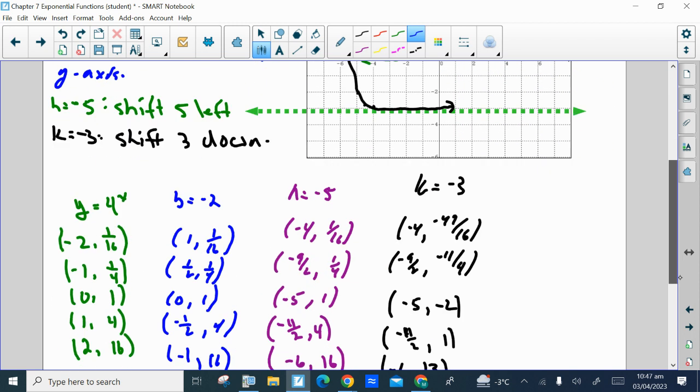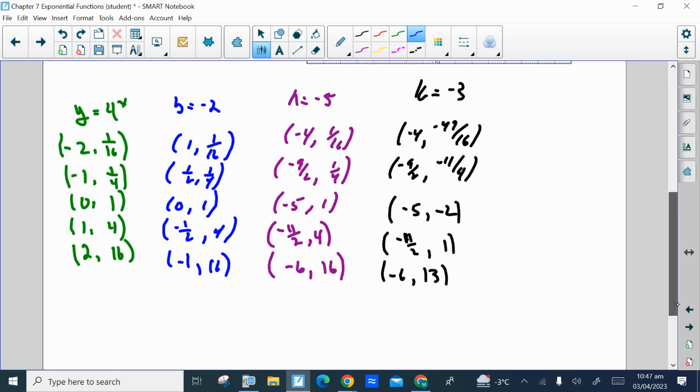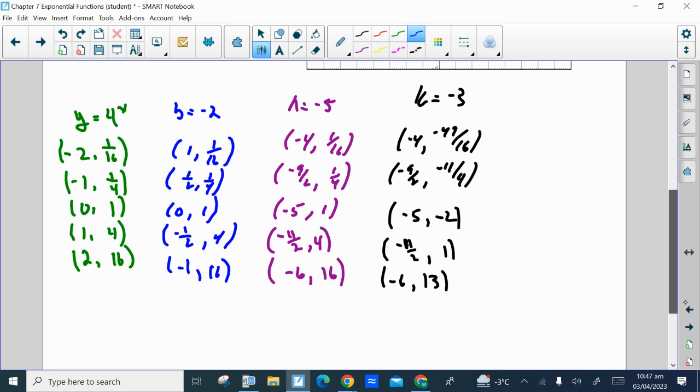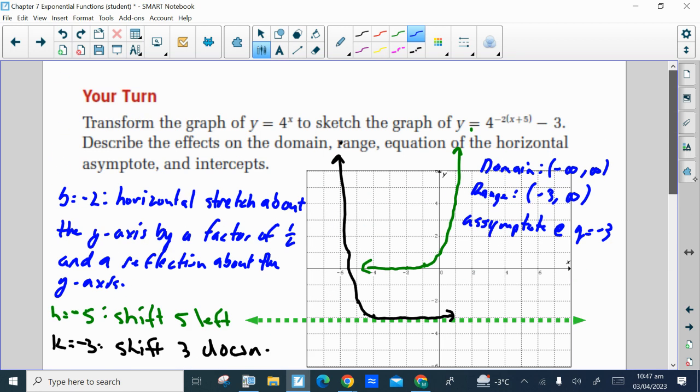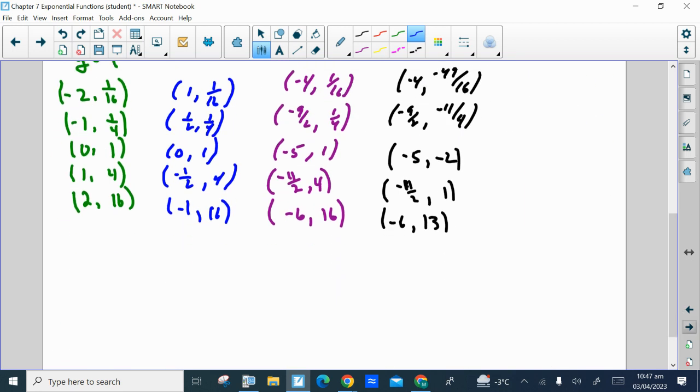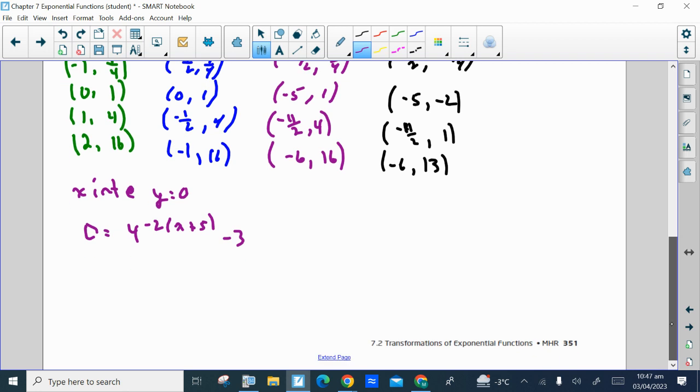If we look at our table, we don't have either intercept there in our table. So we're going to have to algebraically determine our intercepts. So our x-intercept is where y equals 0. So if we take the equation and let y equal 0, you can certainly add 3 to both sides.